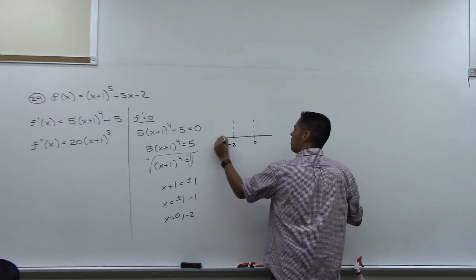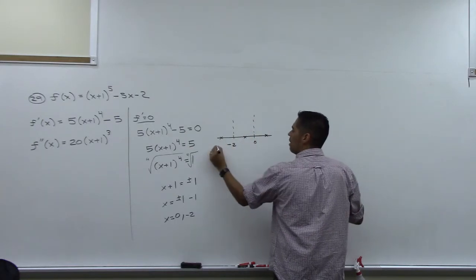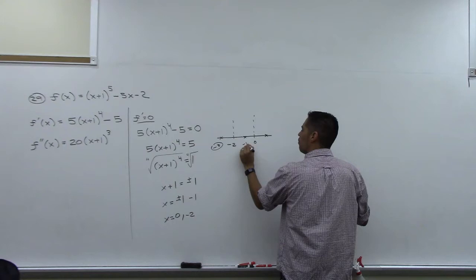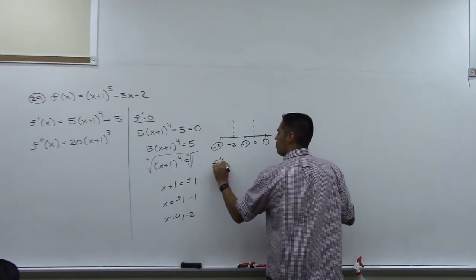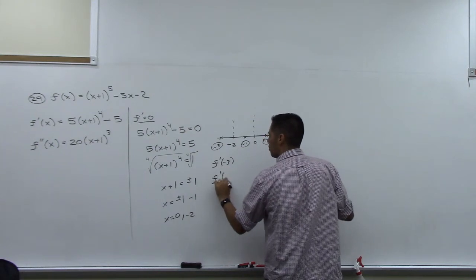And so now I need to pick some test points. Negative 3 is a good test point, negative 1 is a good test point, 1 is a good test point. I plug these into the first derivative.